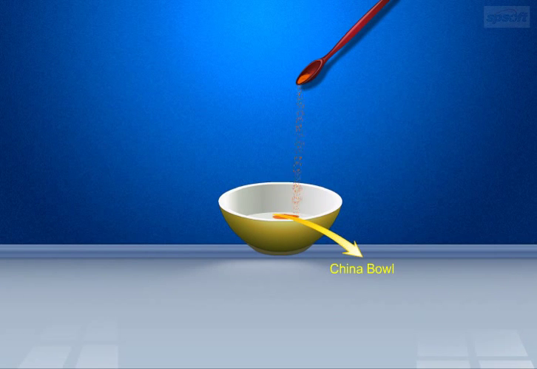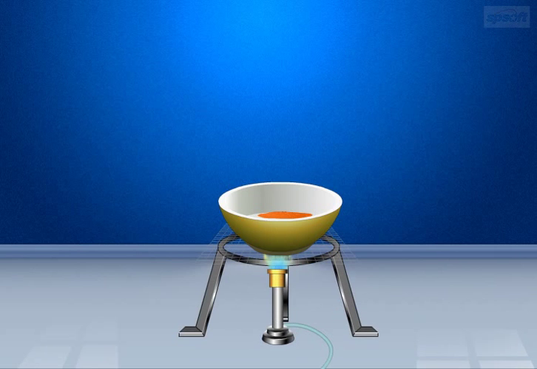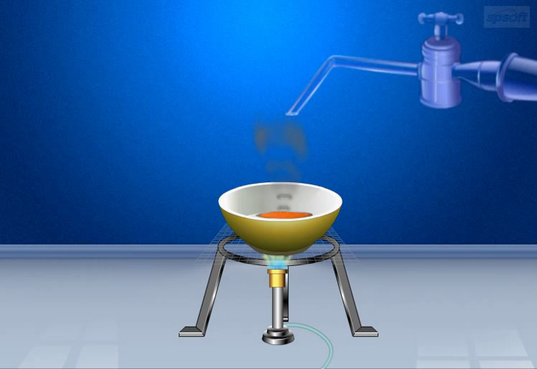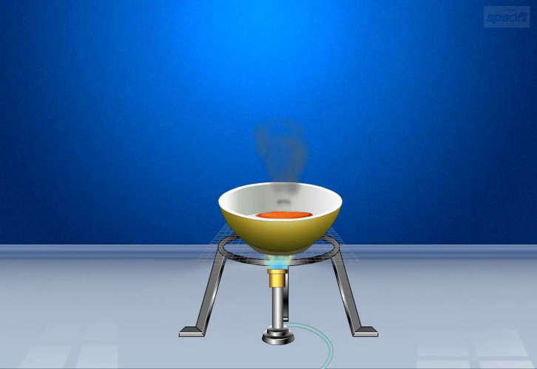Take a clean china dish with 1 gram of copper powder. Heat the dish with the help of a burner. Observe the change after heating. We observe that the surface of the copper powder gets coated with a black colored substance. Now pass hydrogen gas over the heated material and observe the change. On passing hydrogen gas over the heated material, the black coating on the surface turns brown as the reverse reaction takes place.